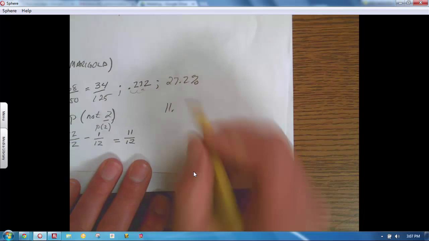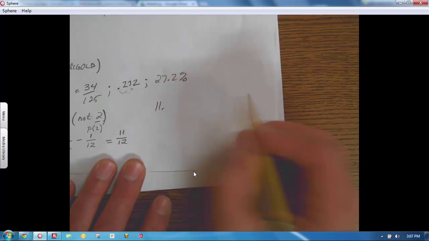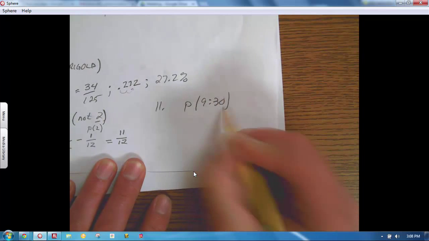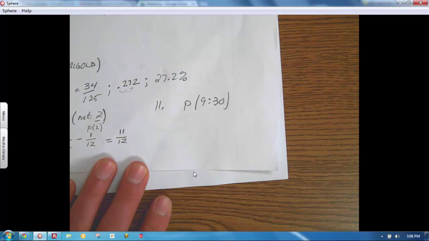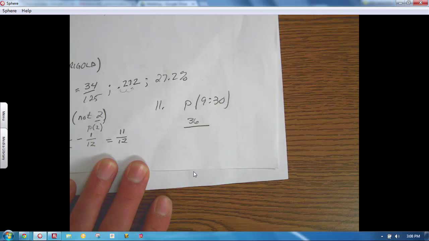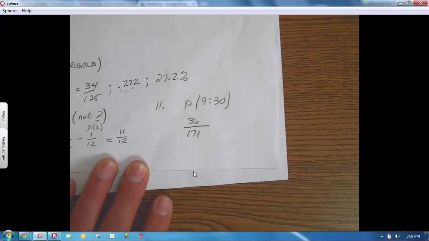Last one I want to take a look at is number 11. The only difference with this is it's experimental probability. You just have to add up the total results. So number 11 says find the probability of a kid going to bed at 9:30 based on all the kids that were surveyed. So you have to look at your table there. 36 kids went to bed at 9:30, and then you have to figure out how many kids were surveyed in total, and you just add all those up to get 171.